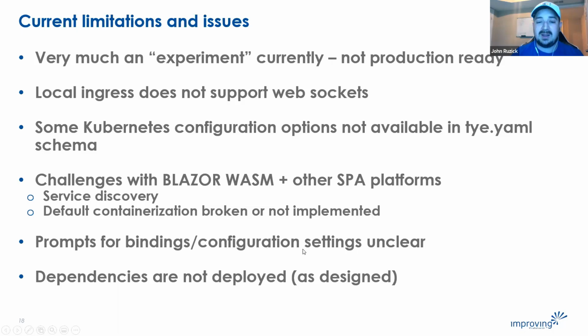I mentioned the prompts for the binding configuration settings can be a little unclear. And then the other thing I've noted here is it's as designed that the dependencies are not deployed at all. But in some cases, maybe with this application, I've got a Redis cache that I want running in Kubernetes, and it's tied to this application. And I want that deployed and undeployed and bundled up with my app. Maybe the option to have that dependency managed through a Tye.yaml could be nice.